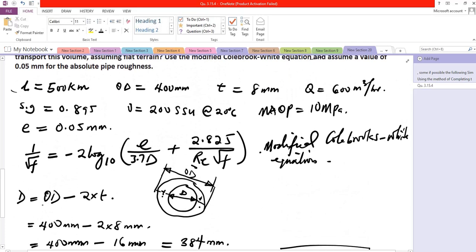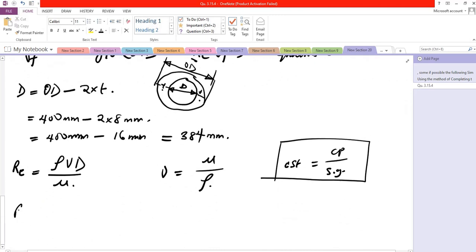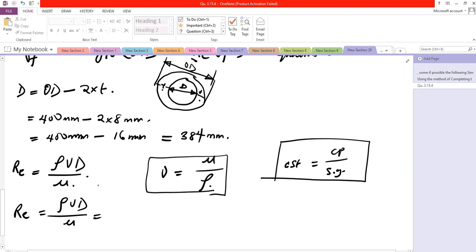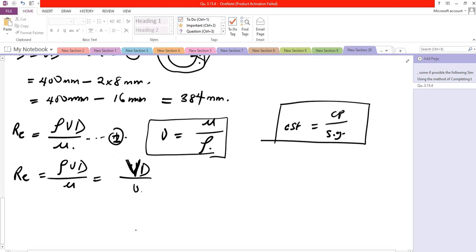So now that means the Reynolds number, which is in this form, we should now substitute this value into this equation. Let's say it's equation 1, let me call it equation 2. This should be equation 1. Into equation 2 you have Reynolds number as velocity times D divided by kinematic viscosity.